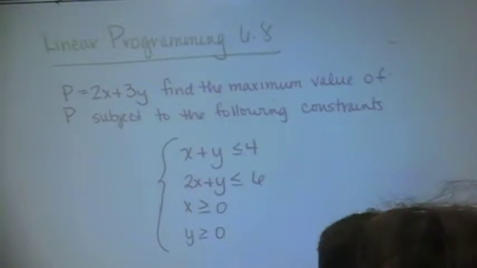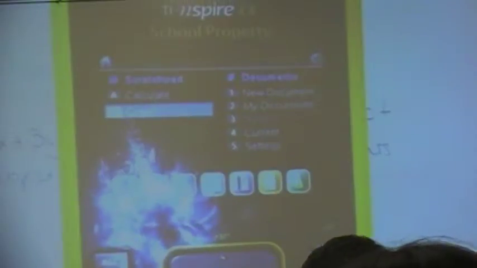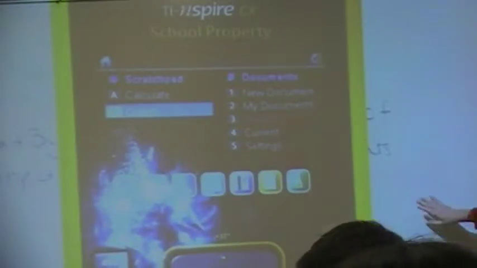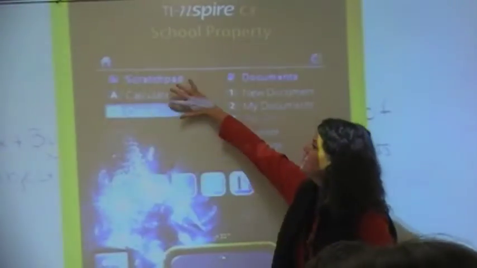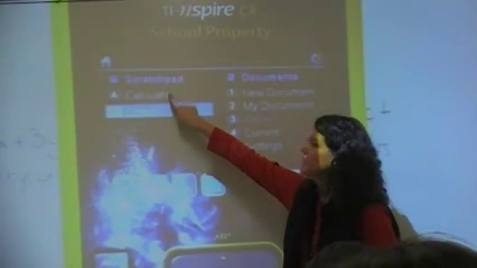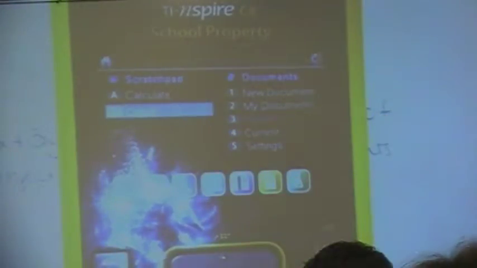Okay, so here's how you work this calculator. When you first turn it on, it's on the home screen. You have all these choices down here of things that you can do. These are the two primary choices. A would just be a regular calculator screen, and B is going to be a graph. So hit B, because we're going to graph these.